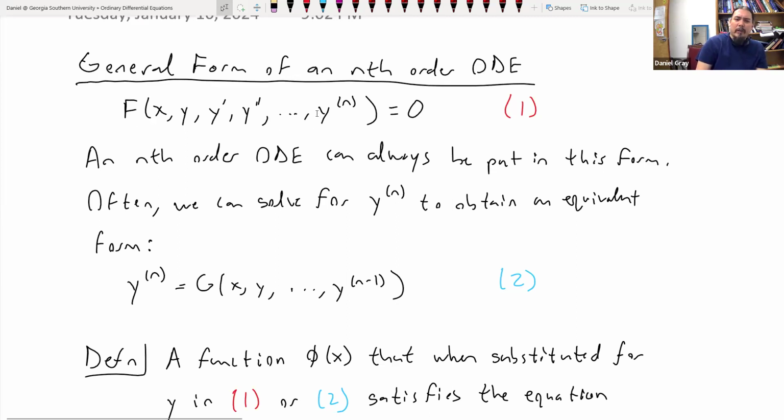So oftentimes, we can actually isolate the nth derivative of y on one side of the equation, and so we can kind of solve for it in terms of the other derivatives and x and y itself, right? So then we could rewrite this in such a scenario as the nth derivative of y is equal to some function of x and y prime all the way up through the n minus first derivative of y, right? And that's usually a very nice way to write things, okay? So I'm going to call this equation 1 in red here and equation 2 in blue here.